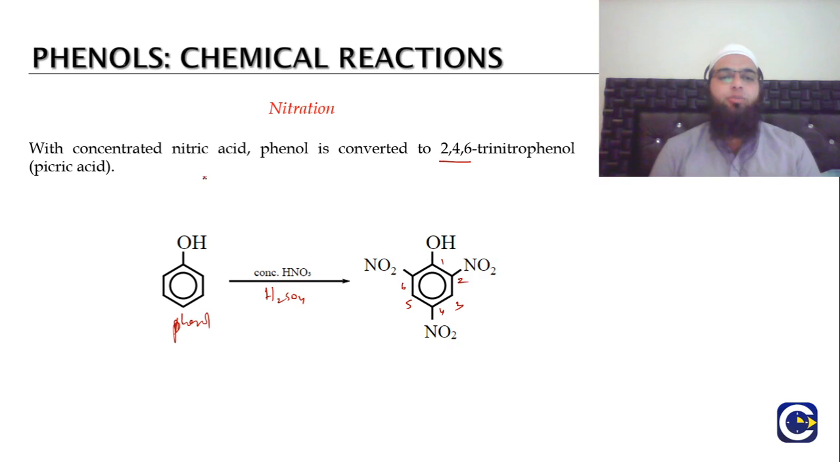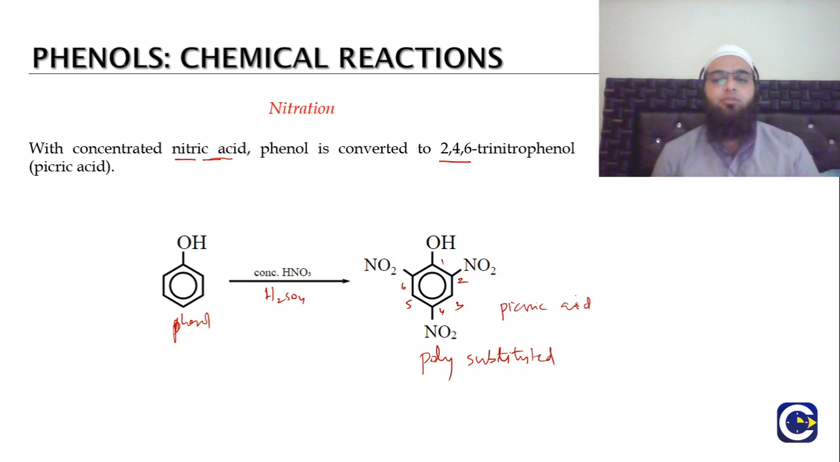So this can be obtained when we treat it with the concentrated nitric acid. We have to remember, if we treat it with the dilute nitric acid, then we are going to obtain the ortho and para product. And if we treat it with the concentrated nitric acid, then we are going to obtain this polysubstituted phenol. And this is commonly known as picric acid.